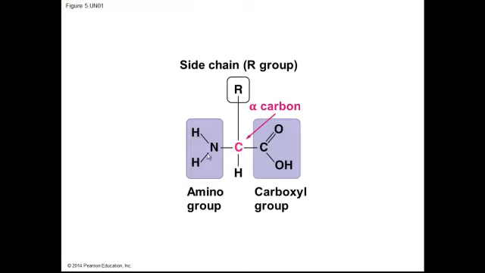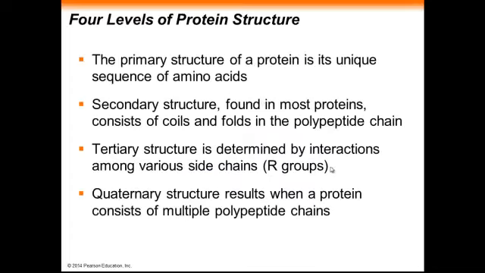This is the basic structure for all amino acids. You can see the amino group here, the carboxyl group here, which is also known as a carboxylic acid, so that's where the name comes from, amino acid. There's a central or alpha carbon, and then off of the alpha carbon is the R group. The R group can be as simple as a hydrogen, or it can be as complex as a carbon ring. And it's the R group that distinguishes the 20 different amino acids from each other. When you string together amino acids, you get a polypeptide.